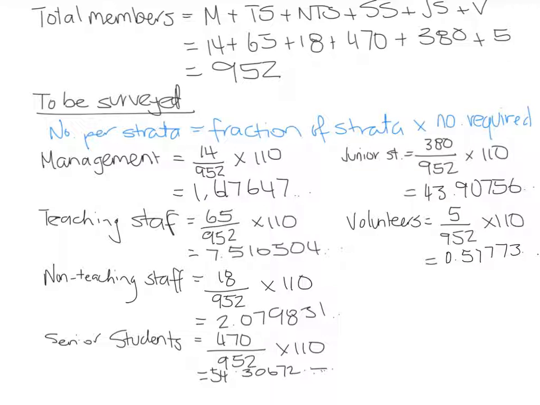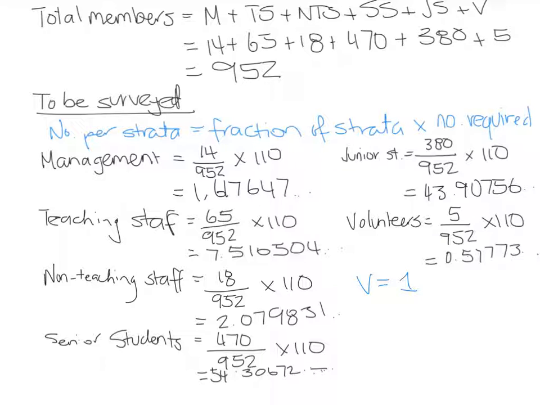Okay, so here's where we need to get a bit creative. Let's start with the one that is obviously a bit of an issue, and that's volunteers, because it actually says we need just over half a person. Now that's not going to happen. So the volunteers are going to be 1. We're going to need to round that up to 1 person.